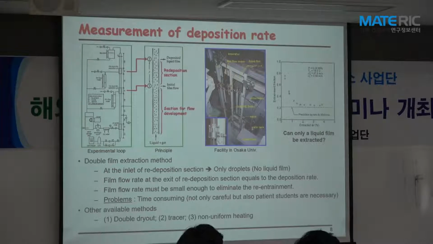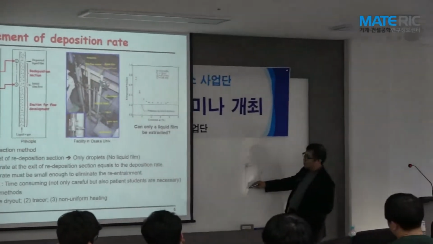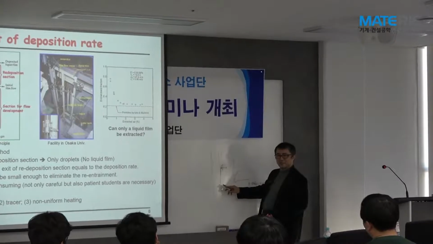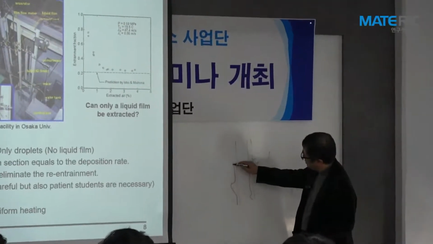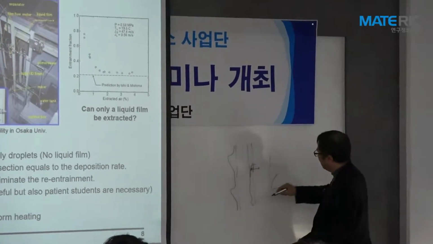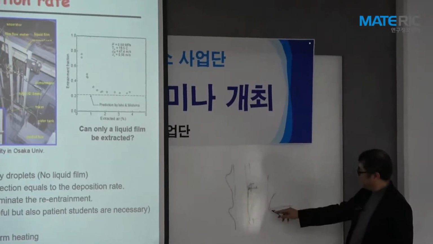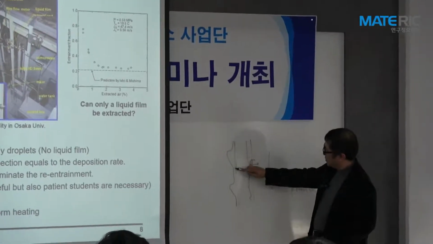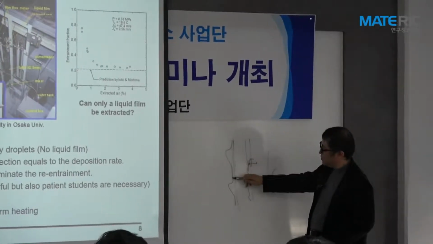Why? This is the problem. The description is a bit complicated, but the liquid film is in reality not like this, because there is a disturbance wave. Therefore, the true image of the liquid film is like this. If the pressure reduction is not so much, this part is extracted, okay? And as the pressure difference is increased, this part is increased.